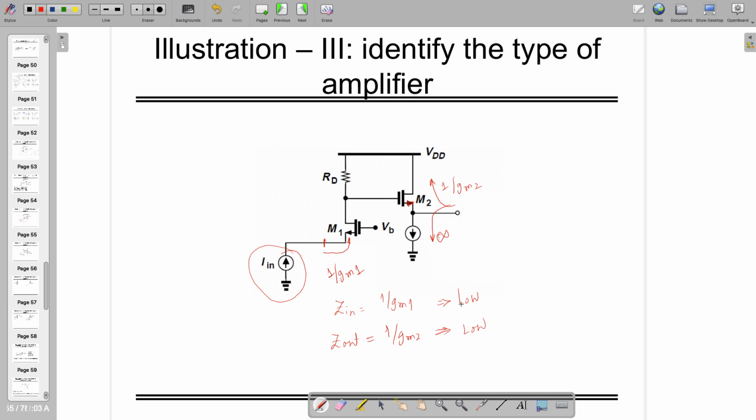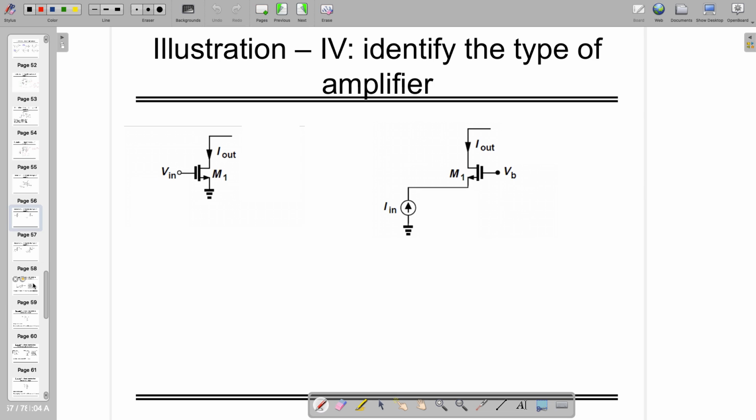If both are low, then the input quantity is current and the output quantity is voltage. So in that case, the amplifier is a transimpedance amplifier, whose input and output impedance are both low, or zero, right? So this is already known to us. Let's try a few more.